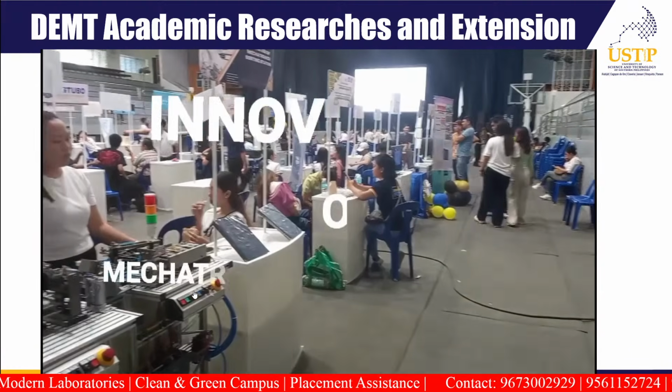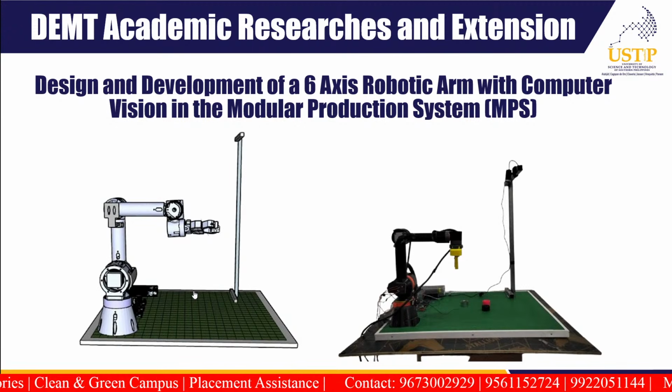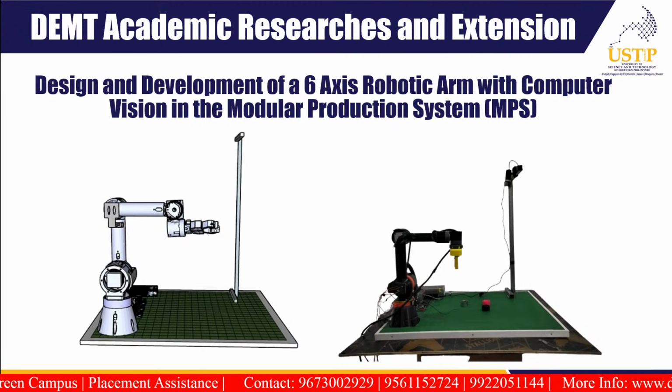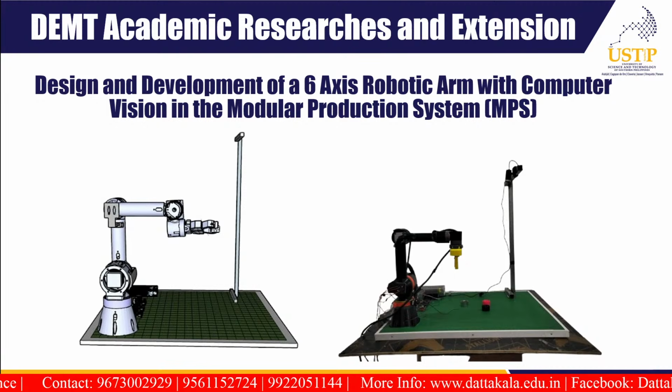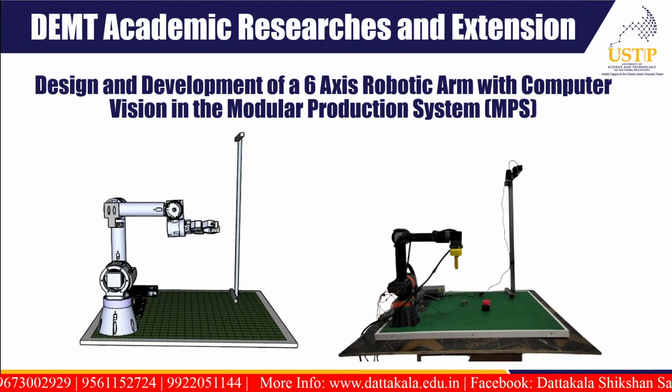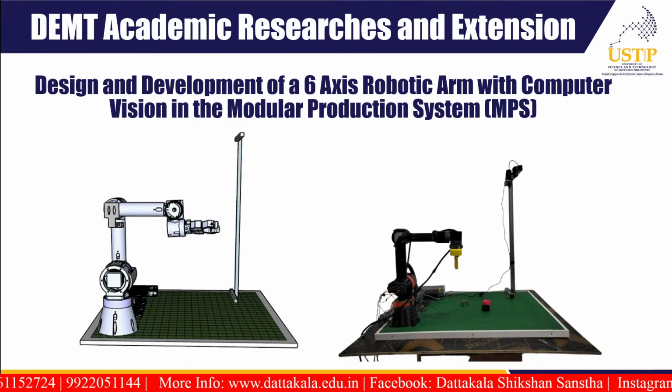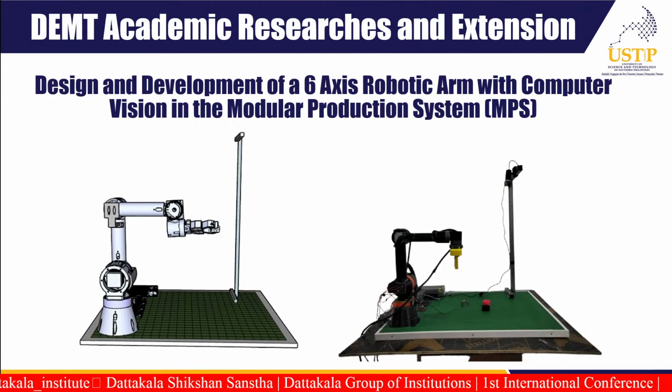research of our students, undergrad students, on the design and development of a 6-axis robotic arm with computer vision in the modular production system. These are pick and place. There is a certain camera, and then let's say pick those workpieces that are metal, so picking from one place to another, moving to another station of an MPS modular production system.